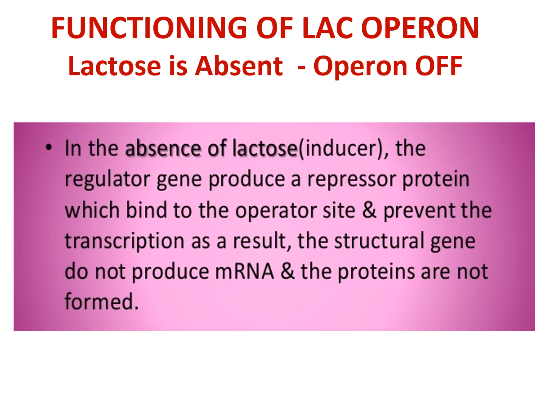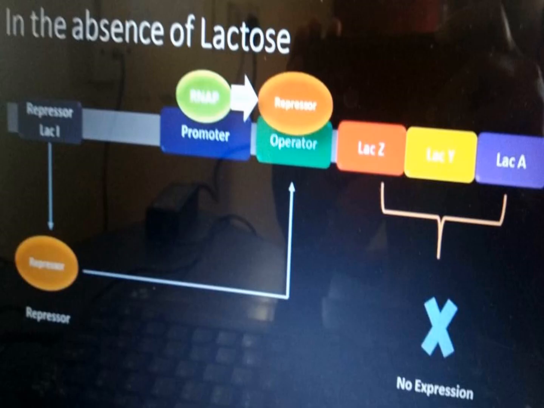The lac gene produces the repressor protein, and it will bind to the operator site. It will prevent the transcription as a result. Here you can see there is no lactose in the environment. This case is called the absence of lactose. What happens to the operon?